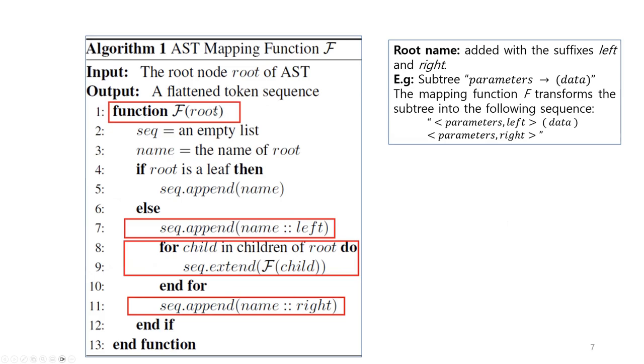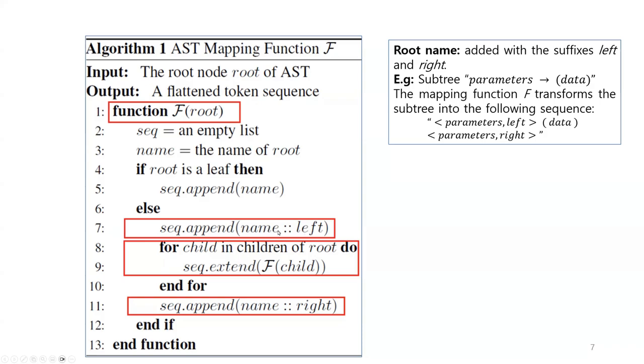So here is our function. It takes the root, and we initialize the sequence as an empty list. Then we take the name of the root. If the root is not an actual root, or if it is a leaf, we append the name of the leaf to the sequence list. Else, we consider that this is a node, or we do have a subtree. So we enter the entire subtree in this way. We take the name of the node suffixed by left.